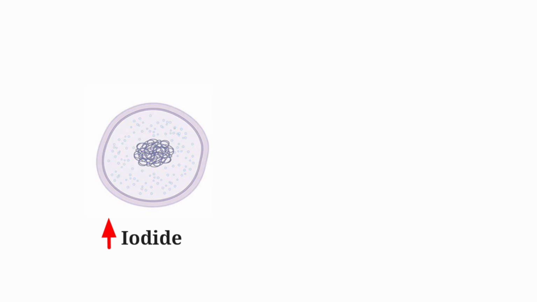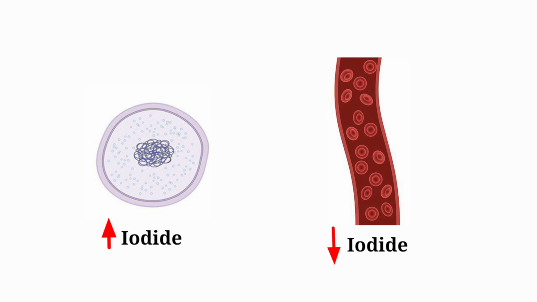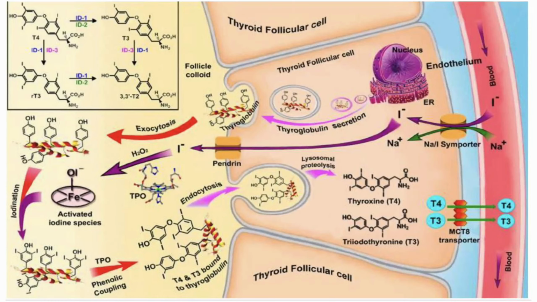Now for all these reactions to occur, we need iodine, specifically iodide. The problem is we have a high concentration of iodide inside the cell and a comparatively lower concentration in the blood. To move anything against the concentration gradient, that is from lower concentration to higher concentration, we need ATP or energy. Thankfully, we have sodium. Iodide imports with sodium inside the cell.